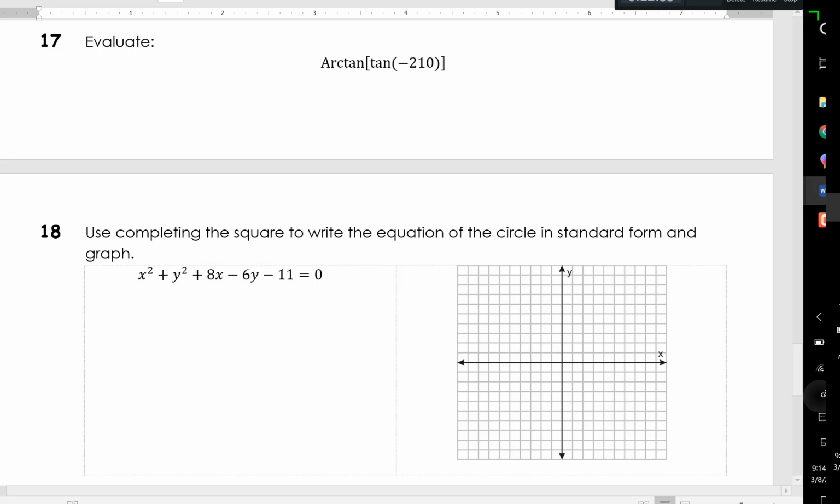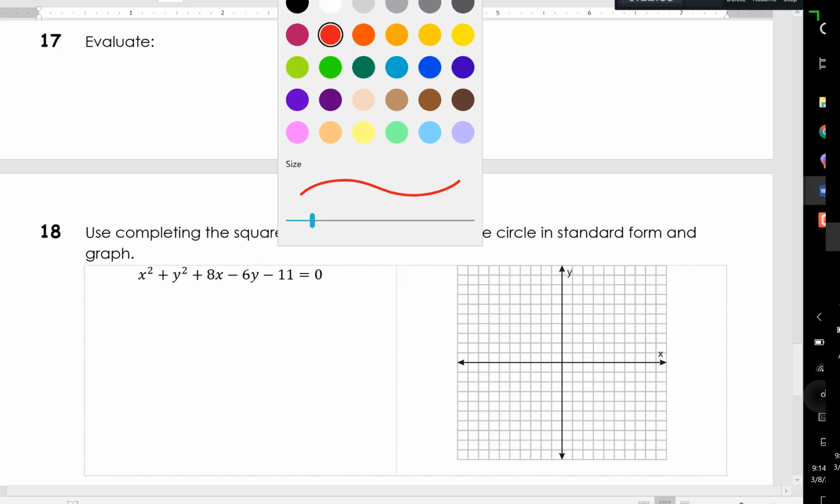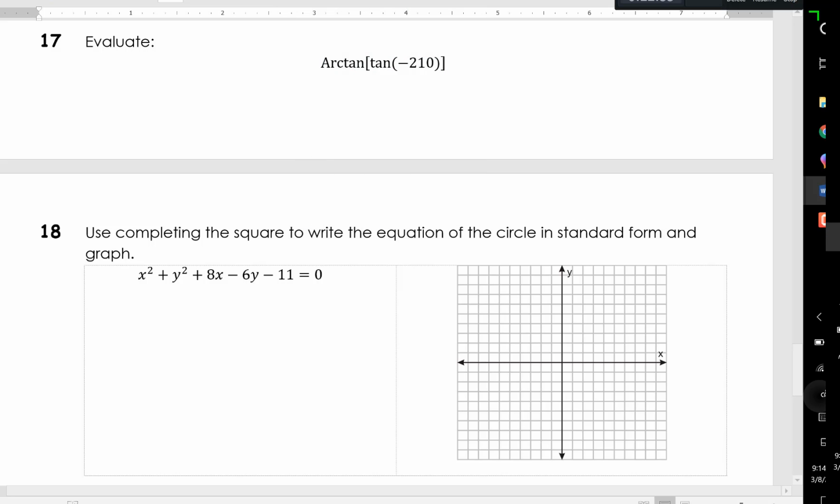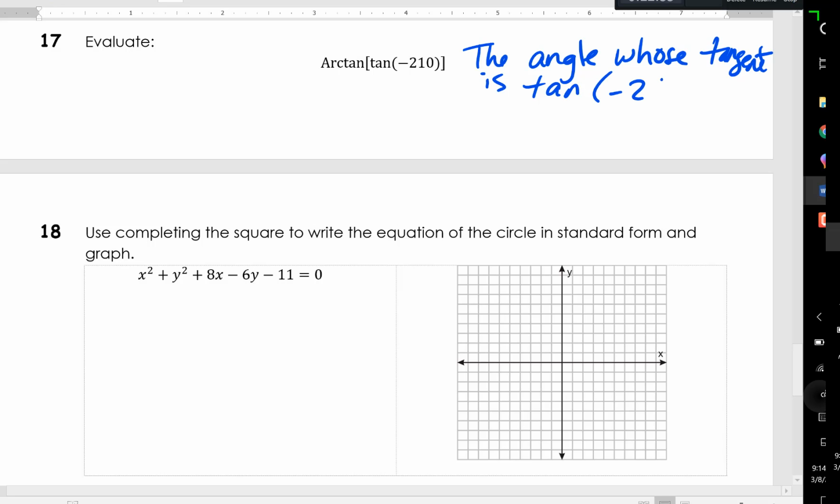Okay, so number 17, you're trying to find the arctan of the tangent of negative 210. So let's think about what that means in words. That means the angle whose tangent is tangent negative 210. All right, so you're looking for the angle whose tangent is tangent negative 210.